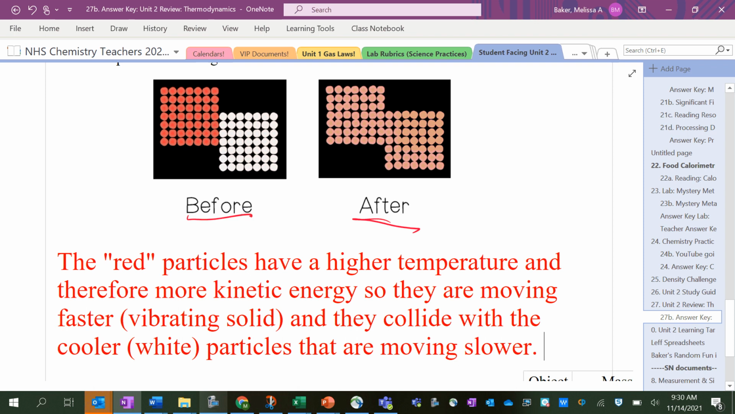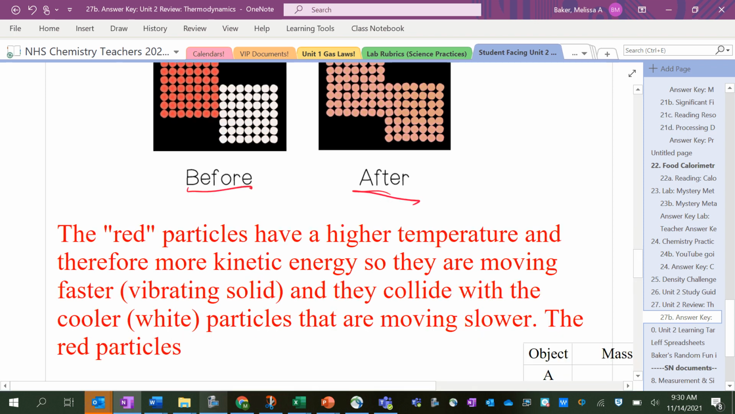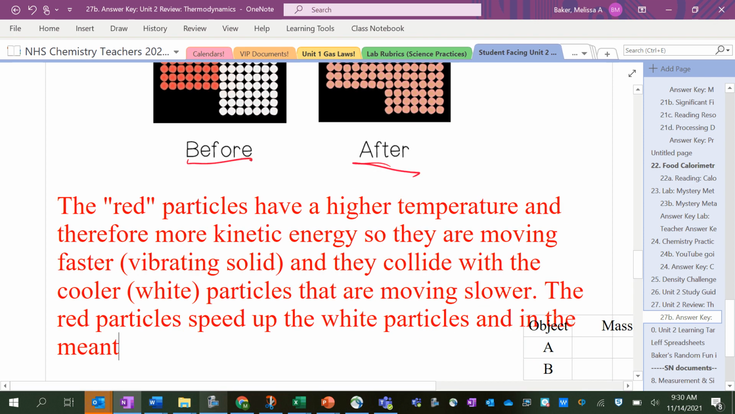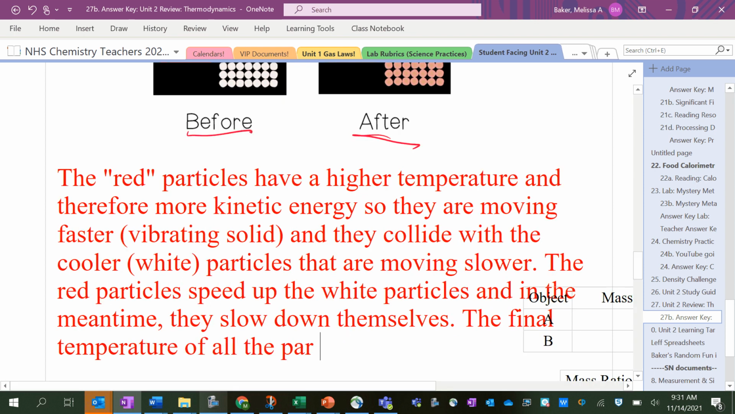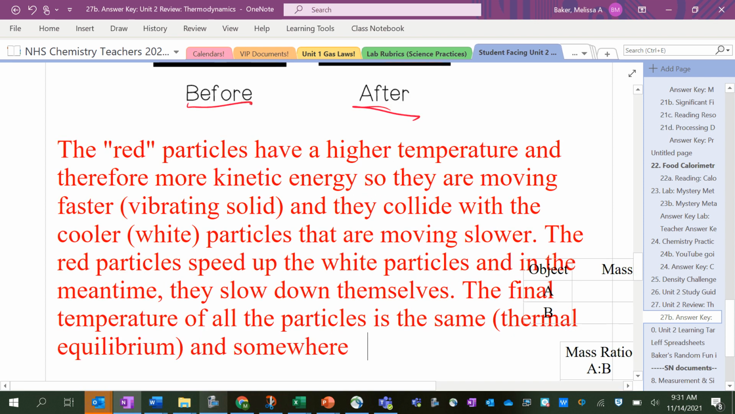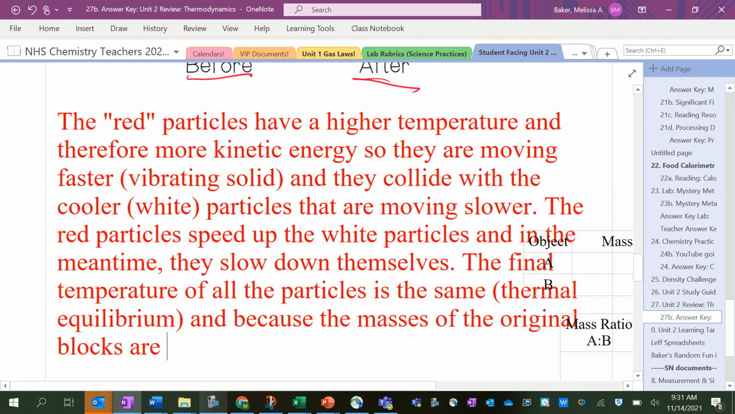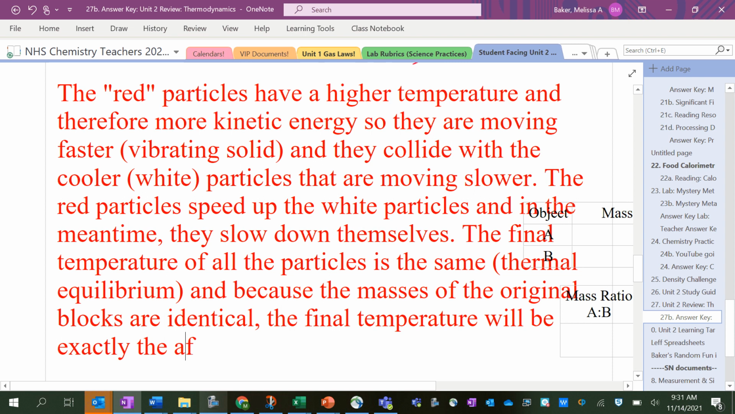are moving slower. The red particles speed up the white particles, and in the meantime, they slow down themselves. The final temperature of all the particles is the same, thermal equilibrium, and in this case, the two blocks are the exact same size, and because the masses of the original blocks are identical, the final temperature will be exactly the average of the two initial temperatures.